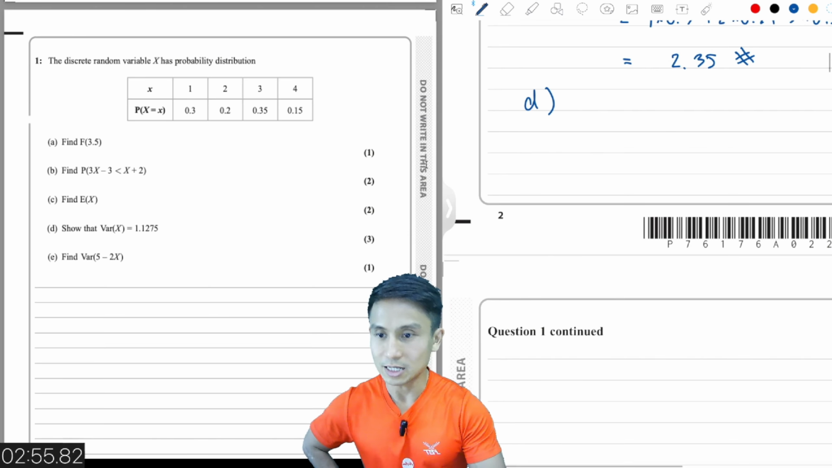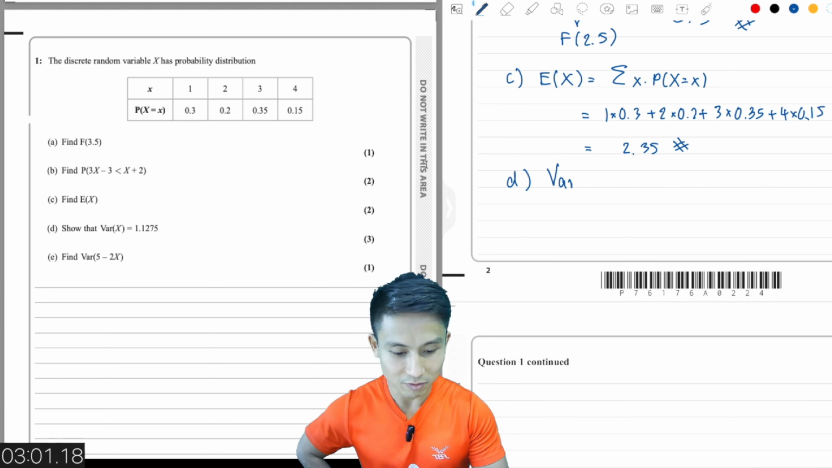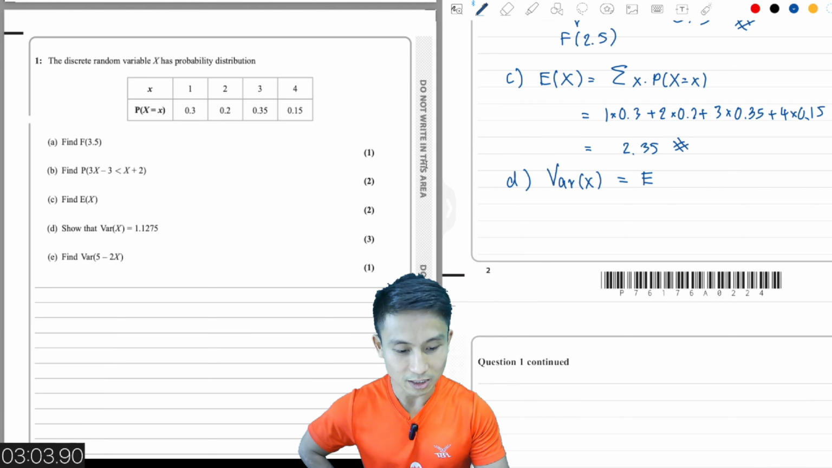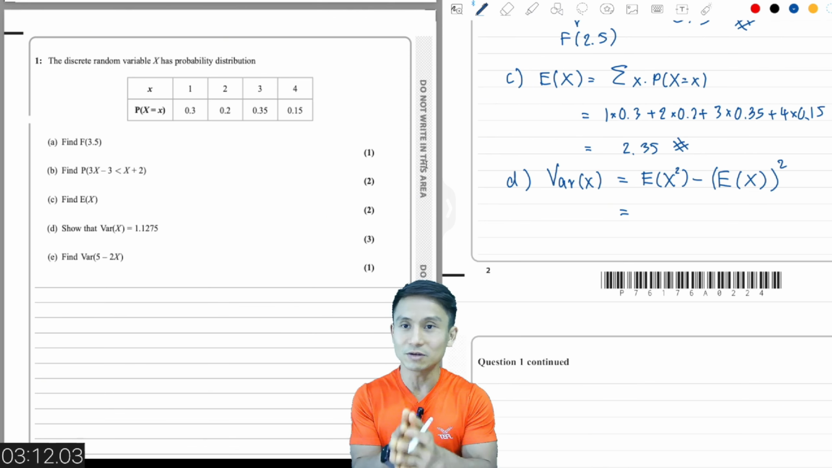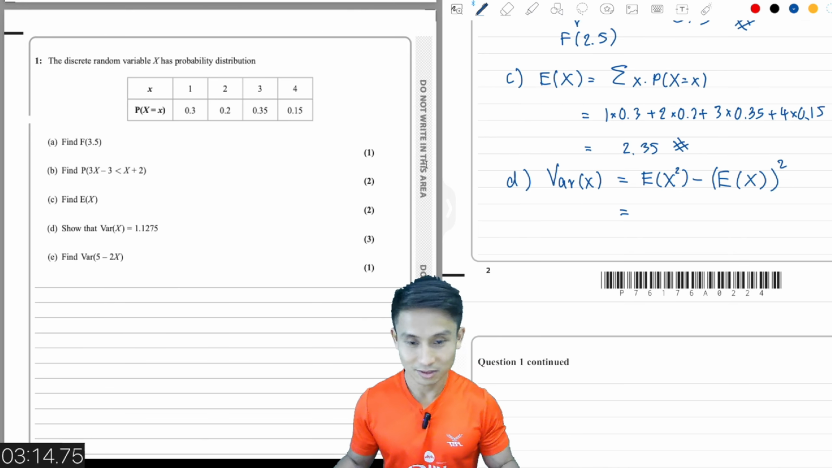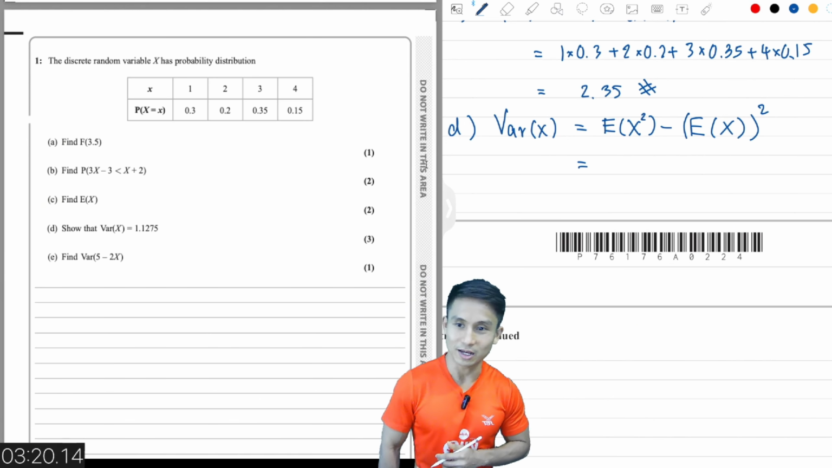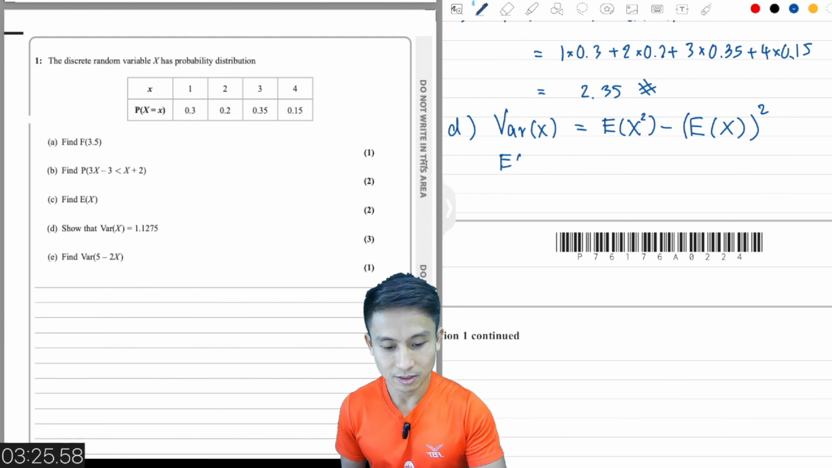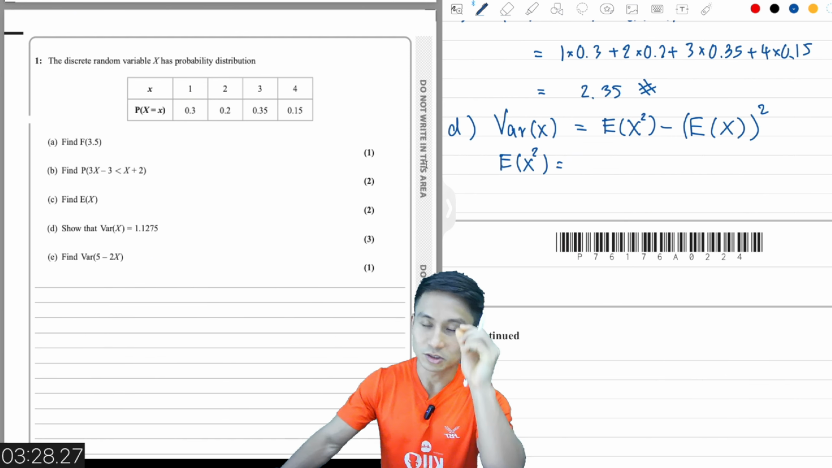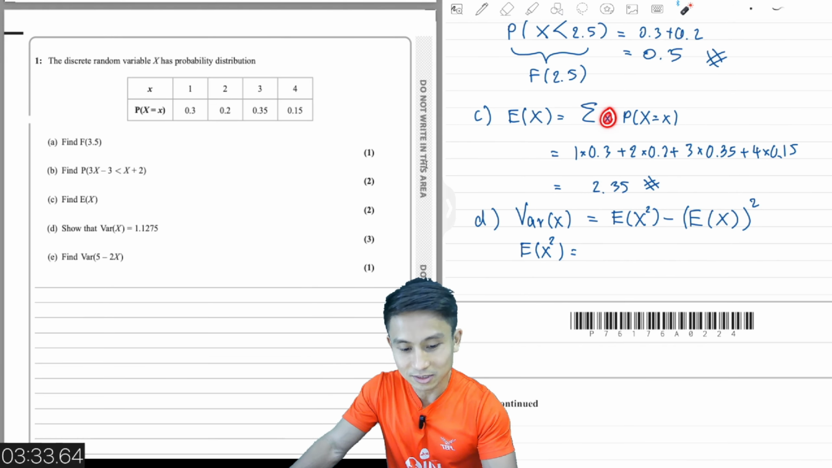Part D, show that Var(X) is that. Well, the definition of the variance of a discrete random variable is the expected value of X squared minus the expected value of X, all squared. It's the mean of squares minus the square of the mean. Well, we haven't got E(X squared) yet, right? So we need to find it first. E(X squared) is basically doing the same thing as you did here, but changing from x to x squared.